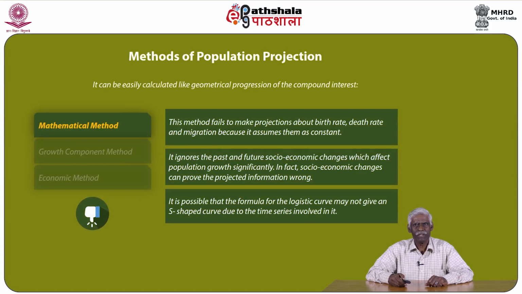3. This method fails to make projections about birth rate, death rate and migration because it assumes them as constant. 4. It ignores the past and future socio-economic changes that affect population growth significantly. In fact, socio-economic changes can prove that the projected information is wrong. And 5. It is possible that the formula for the logistic curve may not give an S-shaped curve due to the time series involved in it.